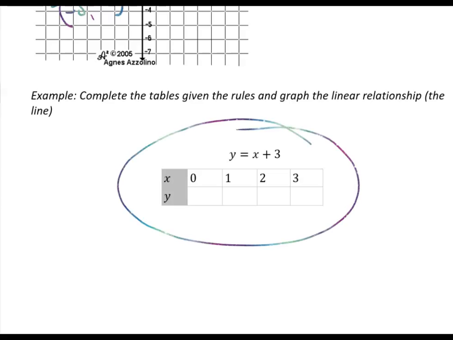Now this is the exact same rule we've just been dealing with, except instead of the words input and output, we've now got x and y. Okay, so y is equal to whatever x is plus 3. So whatever x is, we're just going to add 3 to each of those numbers.